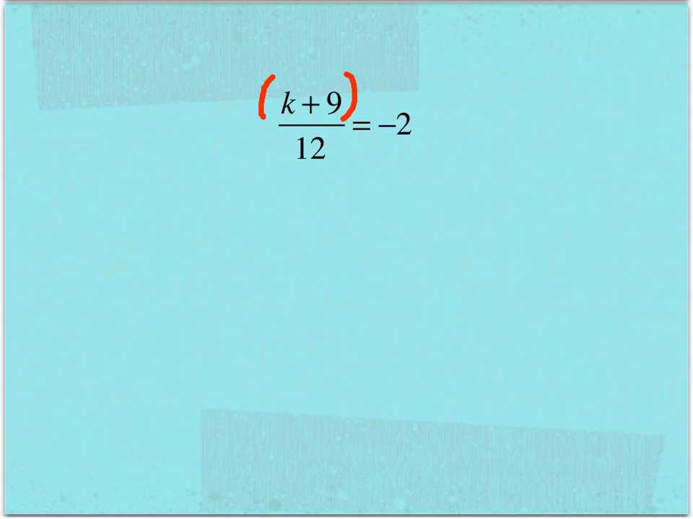So really when I'm solving this now, my first step will be to do something with that 12. Since I'm dividing by 12, I'm going to multiply by 12 on each side. So by doing that, the 12s cancel out. And so I have left then just k plus 9 in my numerator. Meanwhile, negative 2 times 12 is negative 24. Like that. And now it's a pretty basic equation.